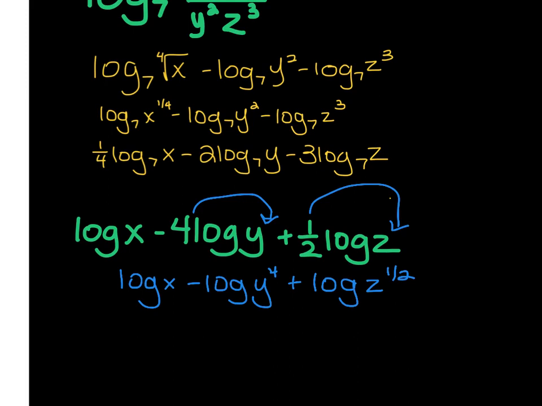Which of these stay in the top and which of them go to the bottom? Good. So the y goes to the bottom, the other two stay in the top, right? So log x, and z to the 1/2 becomes? Square root of z, and y to the 4th goes to the bottom.